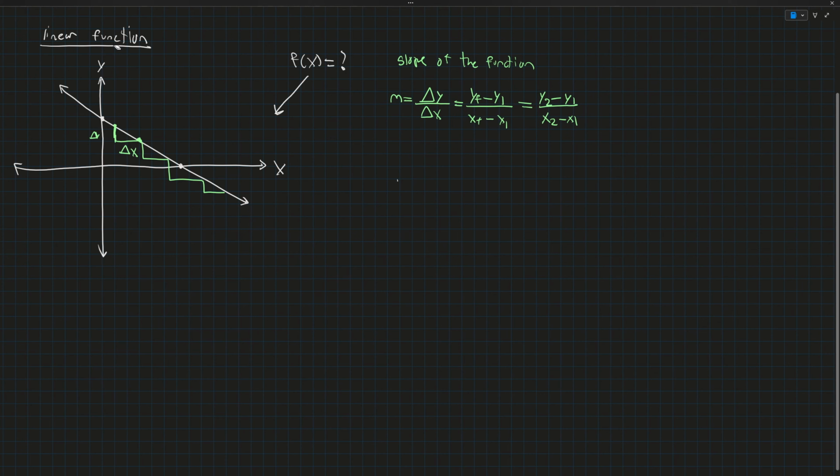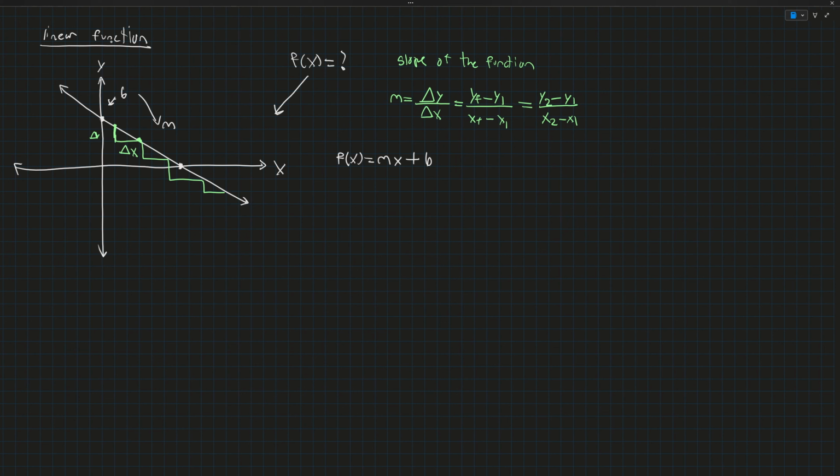Now, we know that the line touches some x and some y, where the line intercepts the y axis at some b, and it has some slope. So we could say that f of x, more generally, is the slope of this function times some x value plus some constant b.